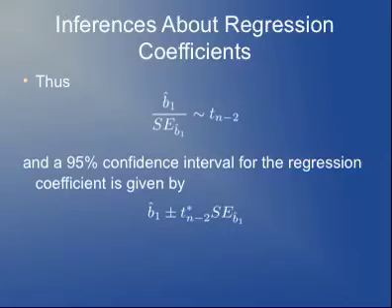We can also calculate a 95% confidence interval for the regression coefficient by taking the regression slope plus or minus the appropriate quantile of the t-distribution times the standard error. I probably should have put an alpha in there, oh well.